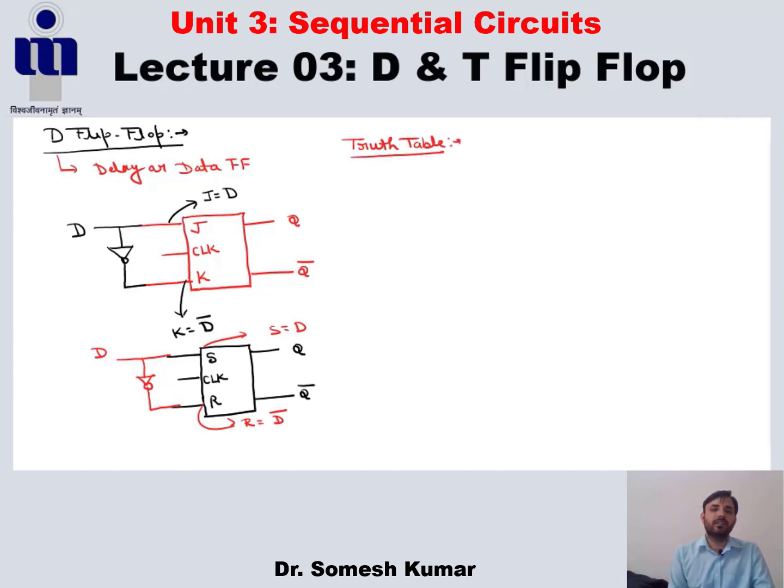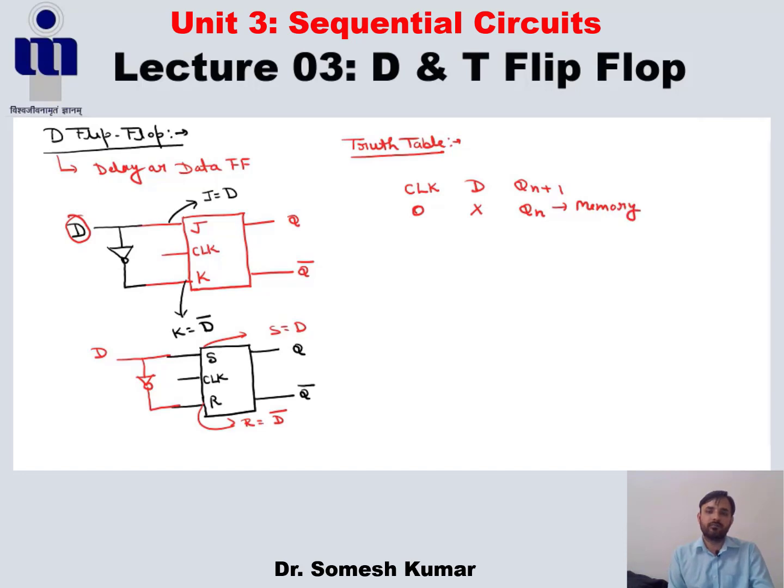Fine. Now we will study the truth table of these flip-flops. In the truth table, one input is the clock, the second input is D, and the output is Qn plus 1, the next state. So what happens if the clock is 0? Similar to the JK flip-flop or the SR flip-flop, if the clock is 0, what will be the output? The output remains in the previous state, and that is called the memory.